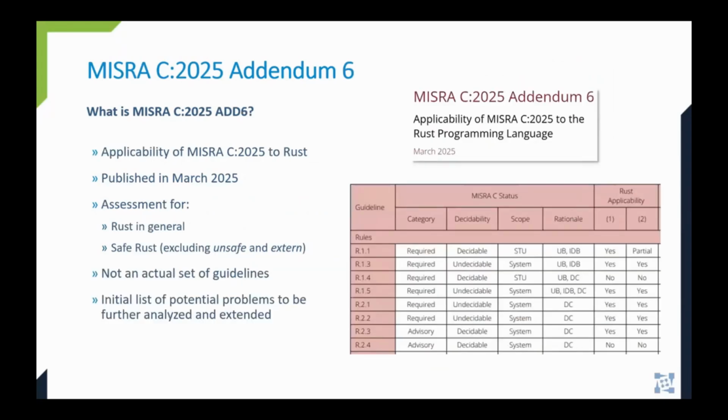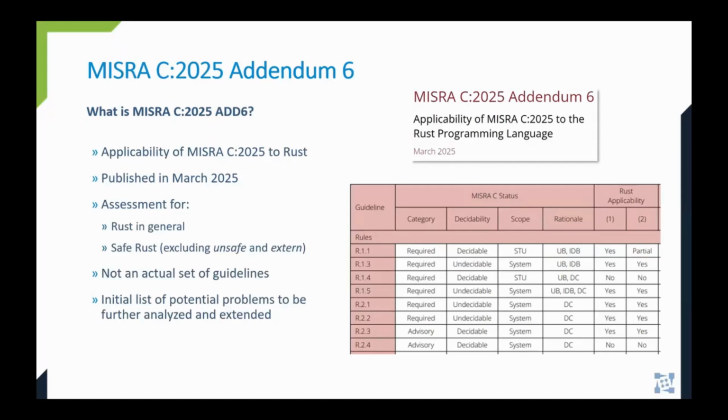Addendum 6 document has been produced to assess the applicability of the MISRA C guidelines to the Rust programming language. And hopefully this document can become a basis of future work within MISRA in collaboration with the wider Rust community. Within the addendum, each MISRA C guideline has been assessed whether the problem it mitigates can appear in the Rust program, both for Rust in general and for the safe Rust, excluding use of unsafe and external features.